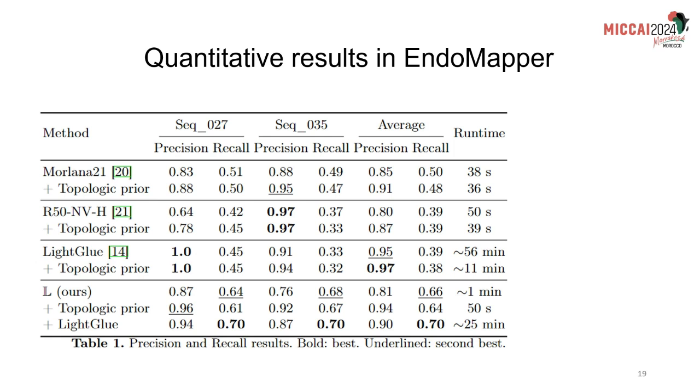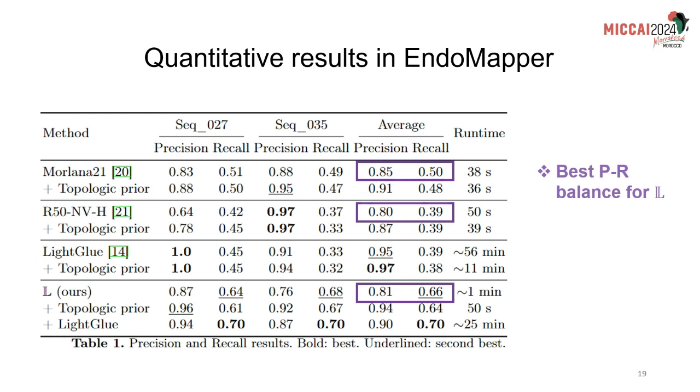We chose to evaluate on the EndoMapper dataset, specifically on sequence 27 and sequence 35. We built a ground truth topological map thanks to the annotations available in the dataset made by the doctors. So in this ground truth topological graph, all the submaps belonging to the same colon location are merged, and we evaluate the precision and recall of different algorithms in finding this covisible relationship. We compare against two state-of-the-art networks in colonoscopy visual place recognition and against LightGlue. Comparing against the networks, we observe that our proposed network is the one that has the best precision and recall balance.